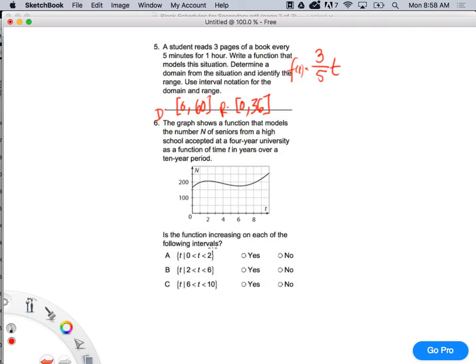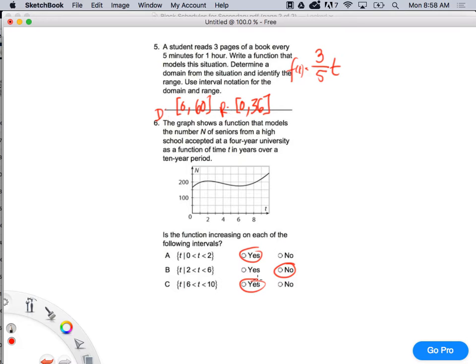This last one. Is the function increasing on each of the following intervals? From 0 to 2, is it increasing, class? Yes. From 2 to 6, increasing or decreasing? Decreasing, so it's not increasing, so no. 6 to 10, is it increasing? Yes. Okay.